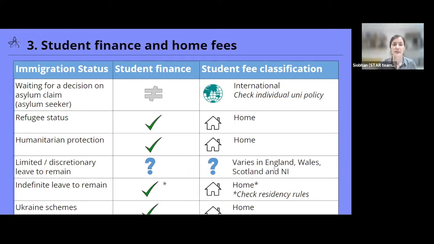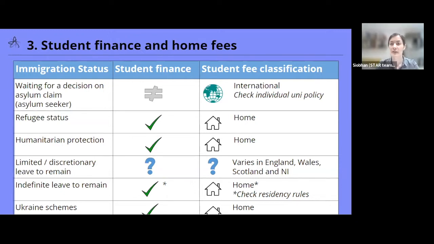I want to move on though to thinking about student finance and home fees, because in your research stage, while you're preparing to go to university, it's really important to make sure that you have an option to fund your studies. And student finance in the UK refers to student loans that are sponsored by the government and that are available to help you cover your tuition fee costs and your living costs while you study. And it's very common in the UK to take out a loan to cover your costs of your studies.